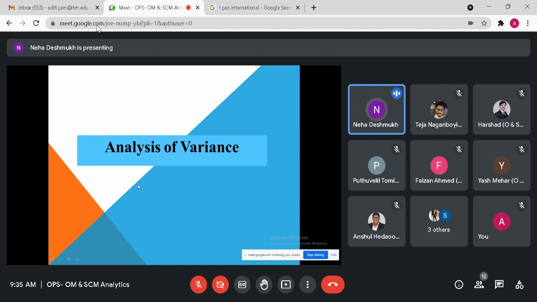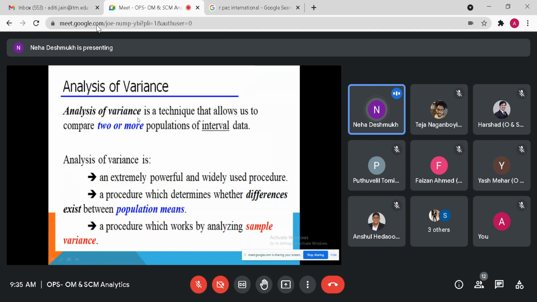So analysis of variance is a technique that allows us to compare two or more populations of interval data. Populations, the whole data, right? Two or more, we compare the populations of the dataset. It is an extremely powerful and widely used procedure which determines whether differences exist between the population means. Population means meant what?